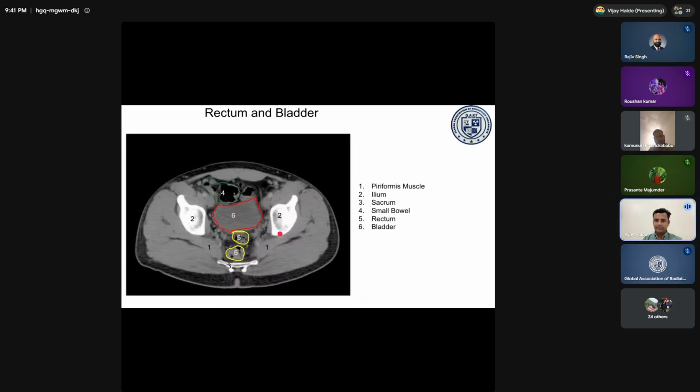So from here onward, this is a male pelvis we are verifying. The sixth is the bladder, which will start from here. This is the rectum contoured in yellow. Second number is the ileum. Third is the sacrum. So moving inferiorly, the position of the bladder or bladder filling will affect the position of the rectum also.